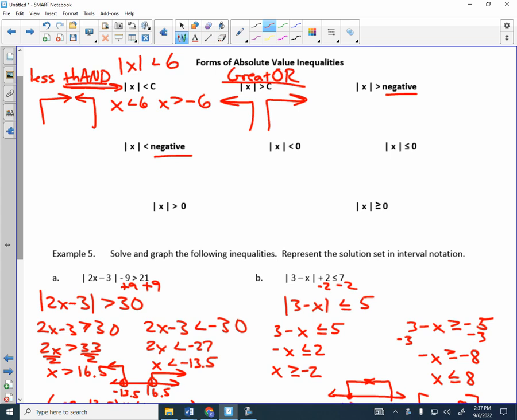Well, think about this. If you saw an expression that said absolute value greater than a negative, is a positive always greater than a negative? Yeah, so you don't even need to do any work there. You just say all real numbers. So negative infinity to infinity. You're done. If you see a 0 or a negative, think it out. Don't try to work it out. Think it out. Can a positive be less than a negative? No. So what would my answer be? No solution.